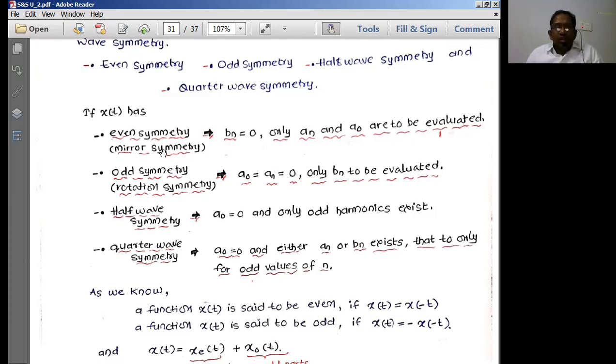So if the function given is going to generate even symmetry, we are predicting the result beforehand. Before we solve the problem, we predict the result based on the even and odd symmetry, and we compute only those components which are definitely non-zero. The components which are zero, we are not touching at all, just to save our time.